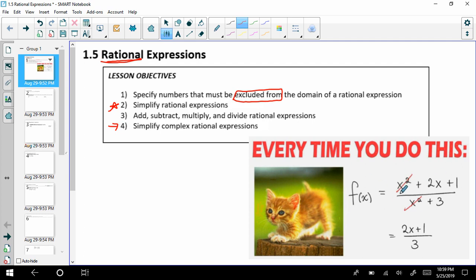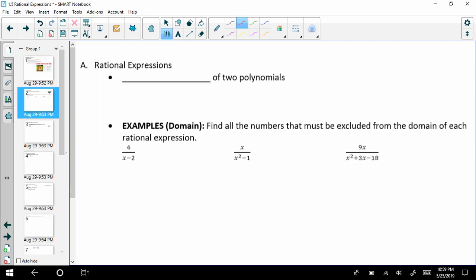This is what I call in my classroom a math sin, meaning don't do it. I do have a stamp that says math sin, and I don't want to have to use it. So, let's jump right in to rational expressions.